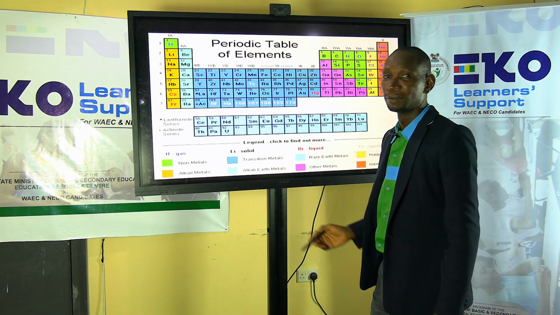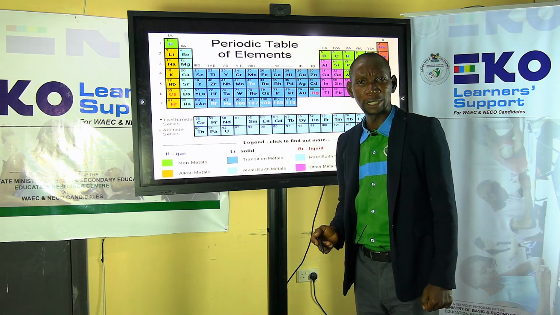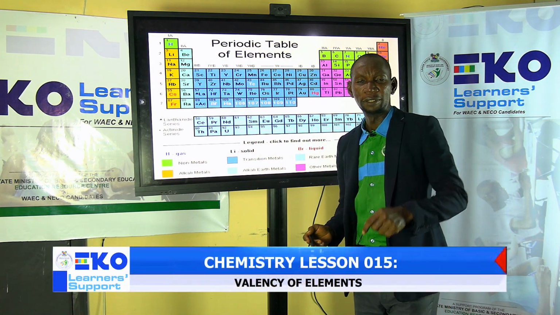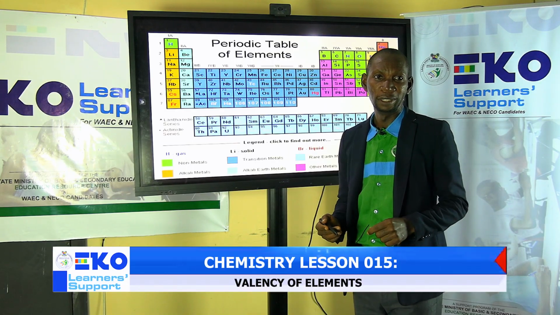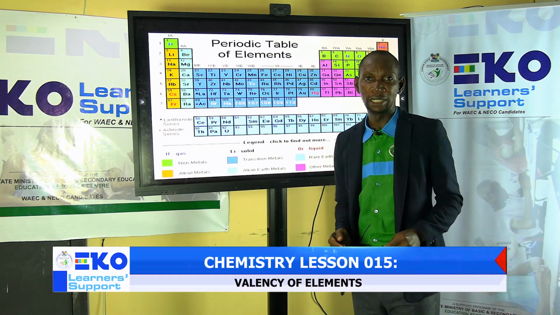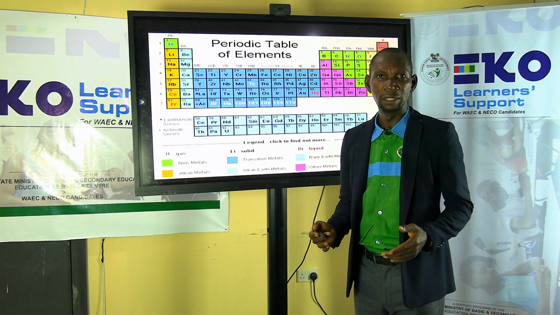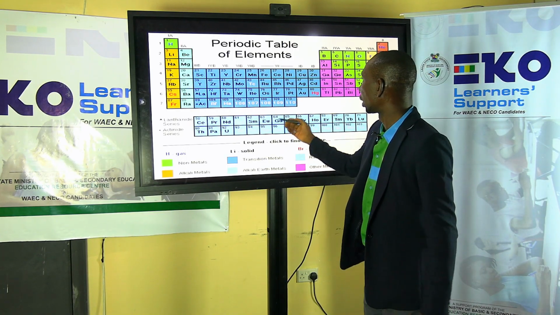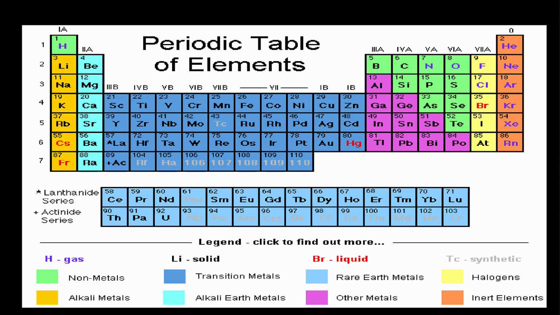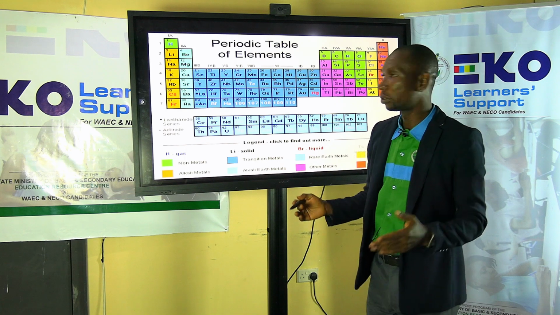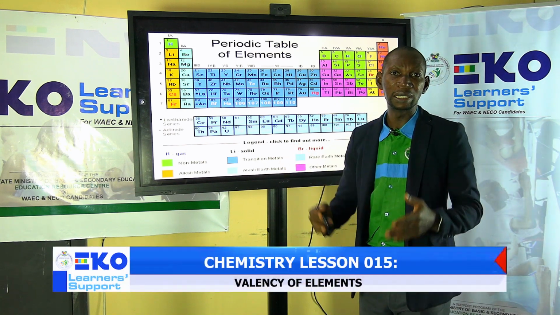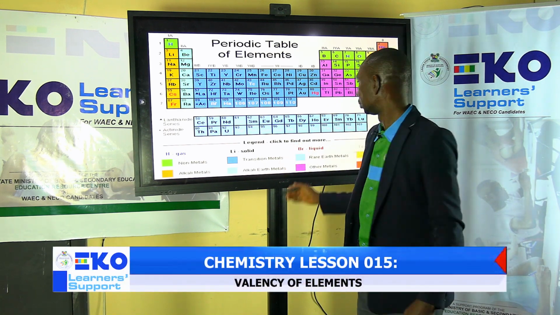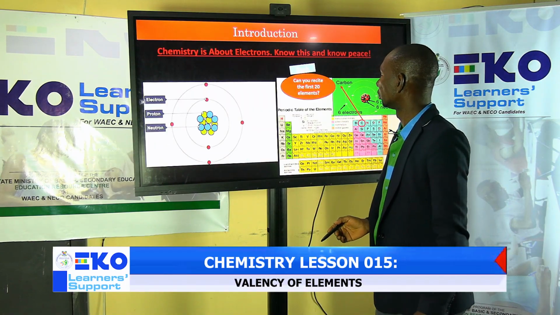Let's go. Do you have a copy of the periodic table? You should pause this video right now and get a copy because you will need the periodic table as a guide for what we are going to be discussing today. If you look at the periodic table, it is a table of elements that are arranged in order of increasing atomic number. You are going to learn about the periodic table in separate videos.